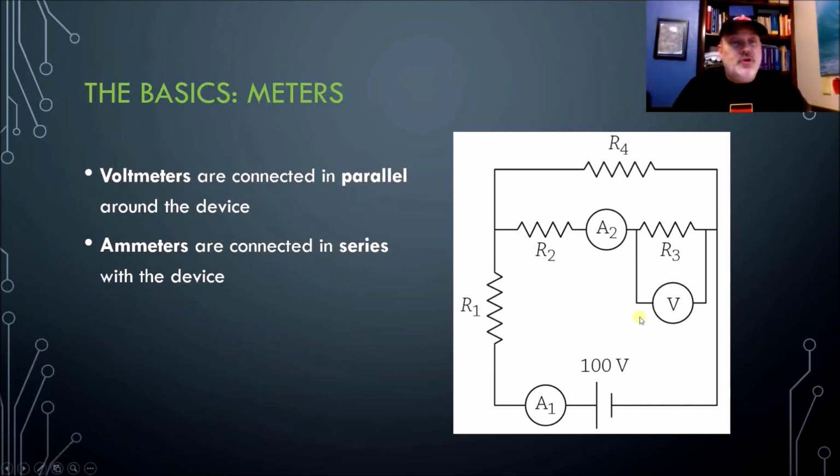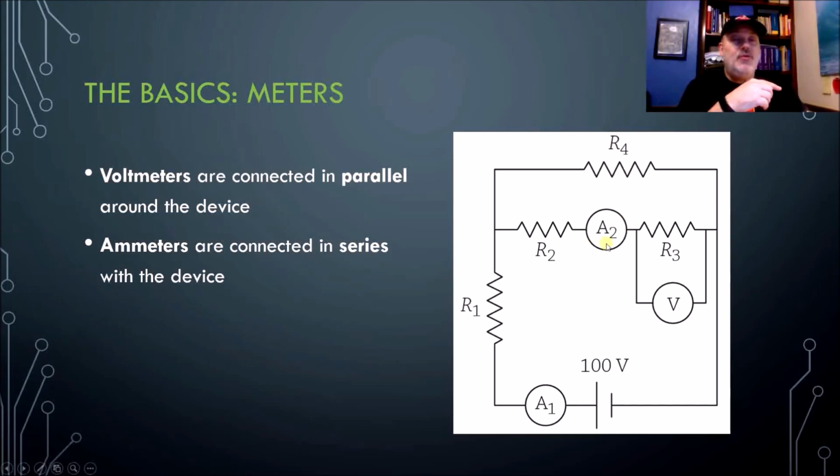So voltmeters are always connected in parallel. So like this voltmeter right here in this figure will measure the potential difference for resistor 3, because we have to put it around the resistor. Ammeters measure the current that passes through the device. So if we want to measure the current, say for resistor 3, then we have to put the ammeter in series with it.